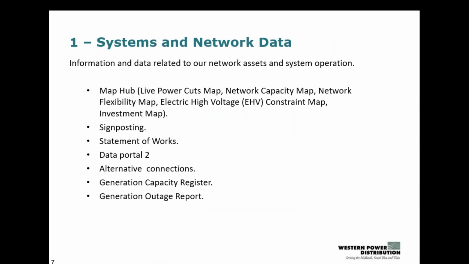Firstly, systems and network data. This is where WPD shares information and data related to our network assets and system operation. With so many different mapping systems shared, it made sense to create a mapping hub which encompasses all of our shared mapping information in one place. Within the mapping hub, you'll find live power cuts map, network capacity map, network flexibility map, electric high voltage map, electric vehicle capacity map, constraint maps, and investment map.